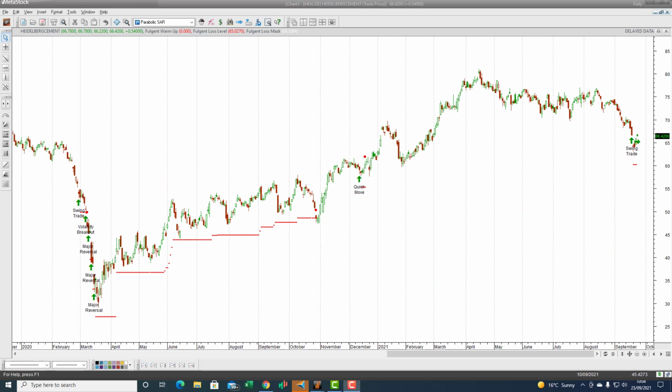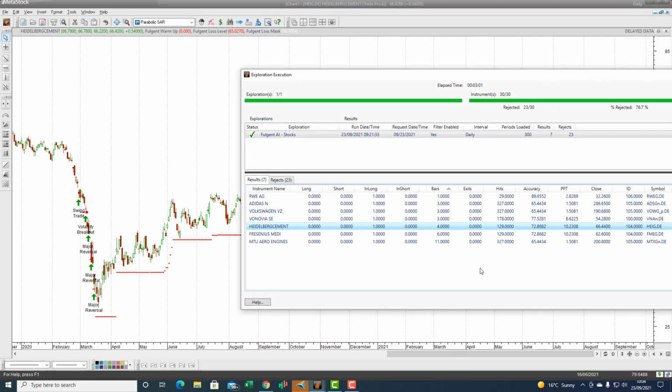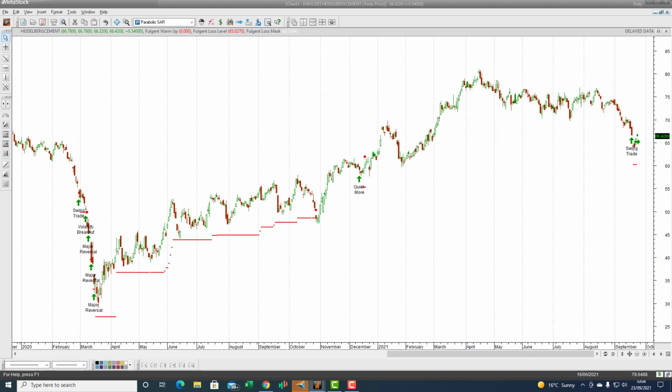Next up is Heidelberg Cement. Now we know from the testing period that this trade setup occurred 129 times with a 72% accuracy and a 10% average profit per trade over the testing period. So it's quite a high probability setup. We can see the last major market reversal swing trade came in nicely and captured quite a lot of that move, a quick move to the upside there.